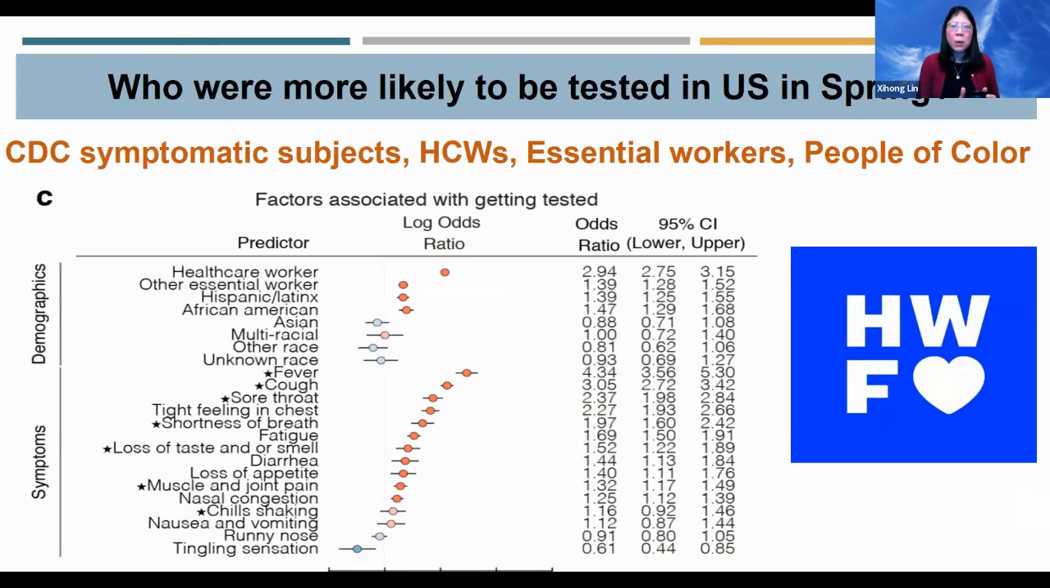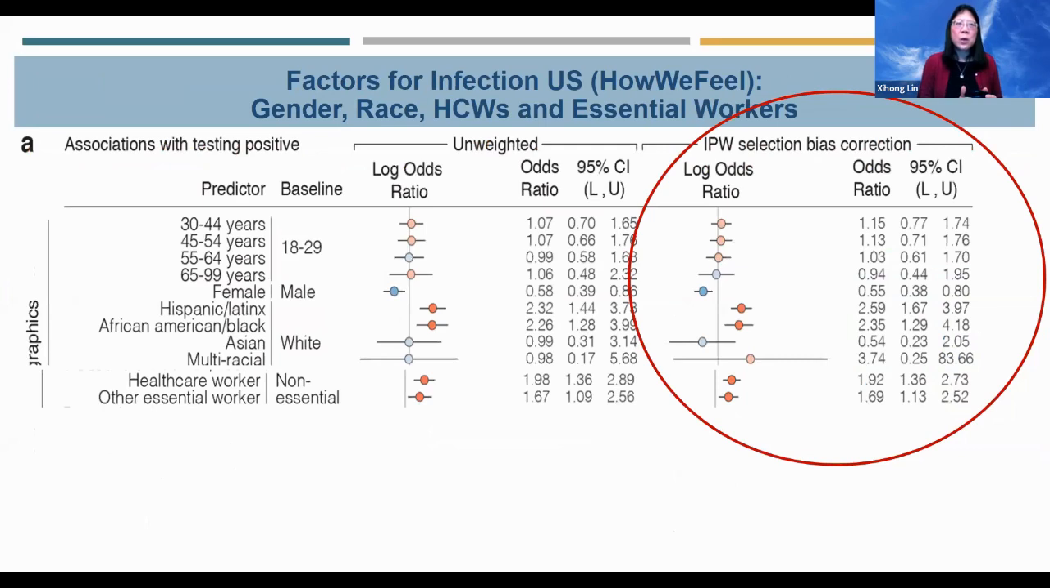First of all, who were more likely to be tested in the US in the spring? Because in the spring, there were not enough testing kits. And so therefore, if you look at the data here, you can see that people with a CDC symptom were more likely to be tested. And also healthcare workers, essential workers, and people of color were more likely to be tested. And so what that tells us is the people who were tested were not a random sample, but a biased sample. So therefore, when we look at which factors are the risk factors for infection, we need to take into account that the people who were tested were not a random sample.